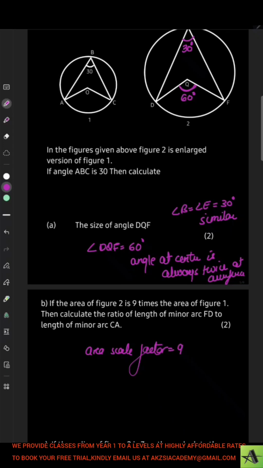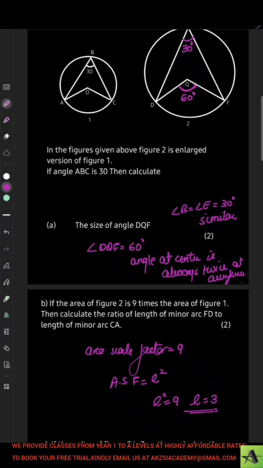And we know the relationship between area scale factor and length scale factor. The area scale factor is always the square of the length scale factor. So L squared is equal to 9. So that gives me L as 3. So the length scale factor is 3. That means any corresponding lengths, if I divide them, will give me 3 as the answer.